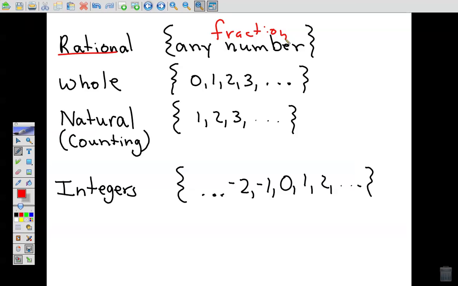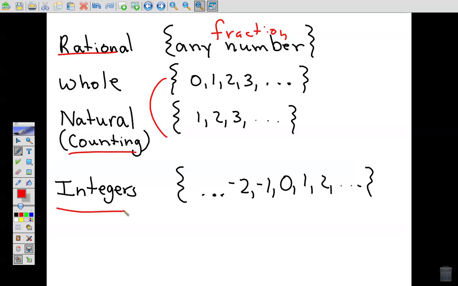Now, natural numbers, sometimes we call those the counting numbers. Because when you start counting, you usually start with 1. So 1, 2, 3, dot, dot, dot. Again, I don't have fractions, I don't have decimals. So what's the only difference between whole numbers and natural numbers? 0. Integers are numbers that you're also going to throw in some negatives.